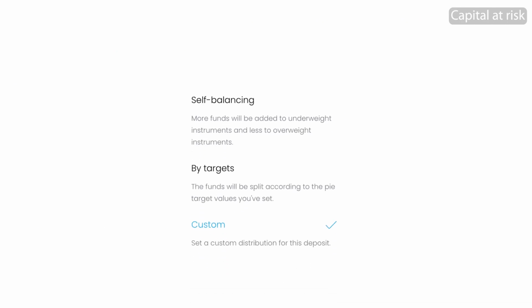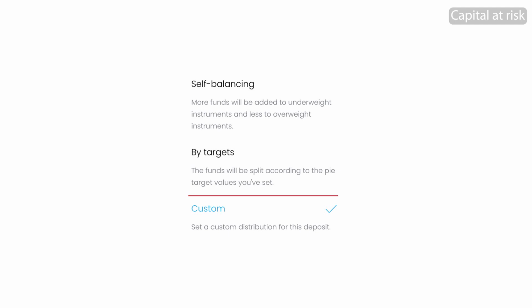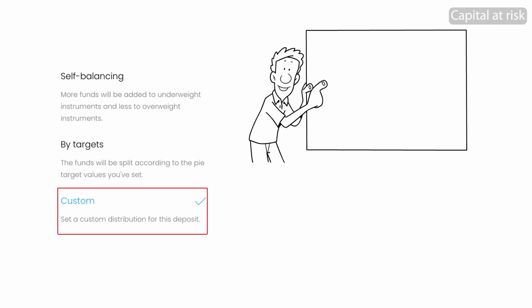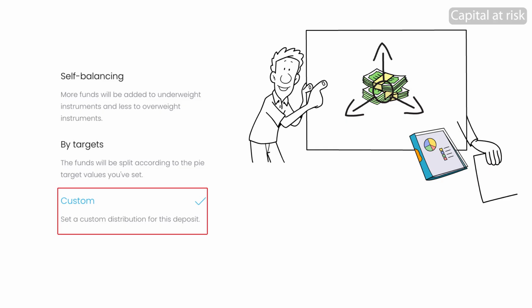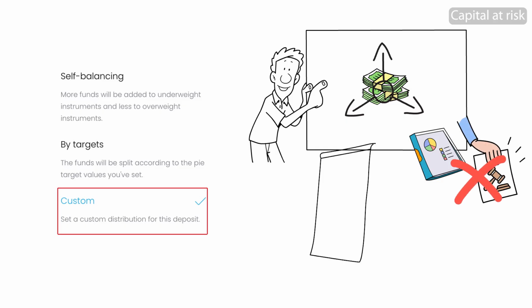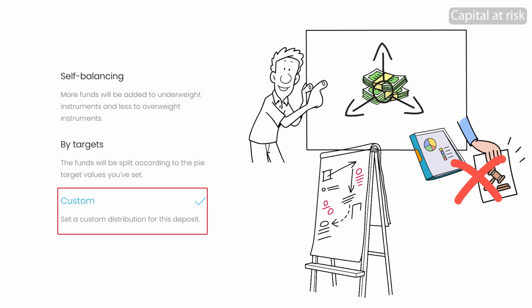Now finally, the last option, custom. The custom option gives you complete flexibility over how to allocate a specific deposit. Unlike self-balancing or buy targets, this method allows you to decide how your money is distributed in that moment, without being tied to your portfolio's general rules or targets. This option is particularly useful if you want to take advantage of unique opportunities or address specific investment goals.